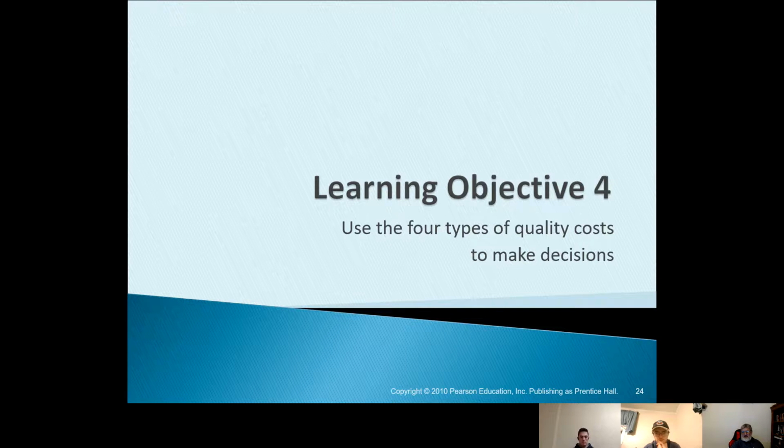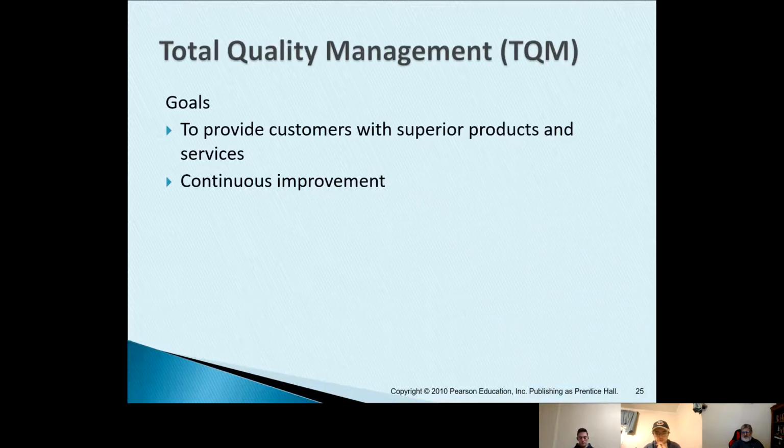Okay. So, using the 4 types of quality cost to make decisions. Total quality management, TQM. You guys are going to find that again this week we're going to be done fairly early. Part of it is because I chose not to throw quite as much into this week, since I give you a homework assignment and a quiz to do this week.